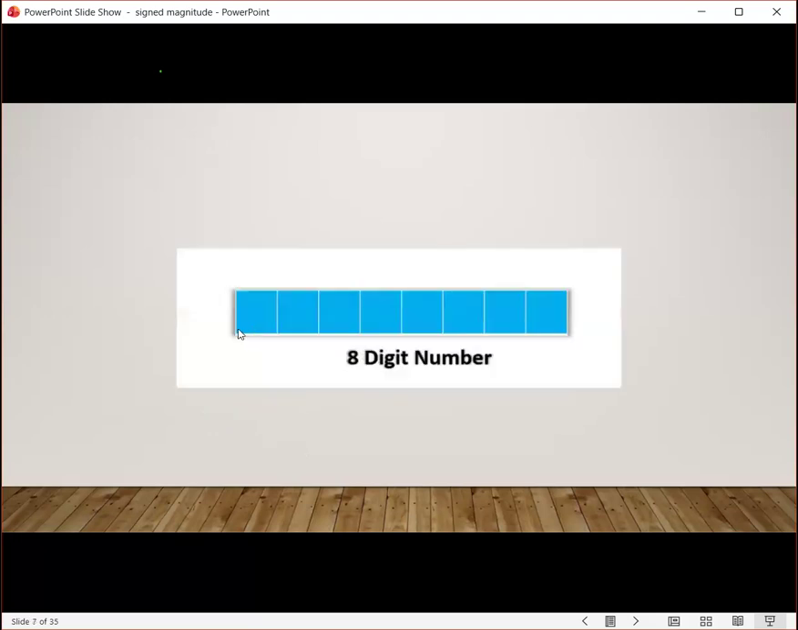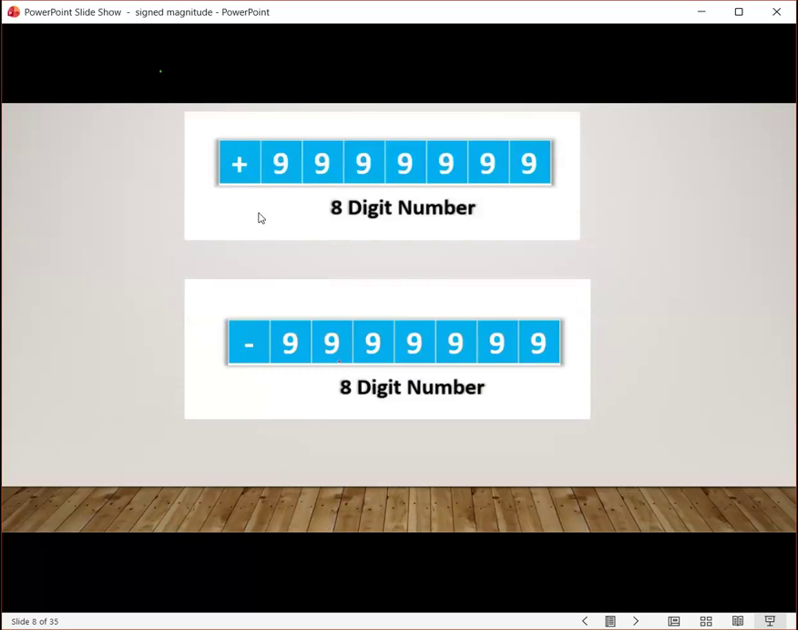For example, see, this is an 8-digit number, where I'm saying this in decimal. Don't consider this as 8-bit or a binary number. Just consider this as a decimal, 8-digit number. What is the maximum number we can represent using 8 digits in decimal? Eight nines, 99999999. And the least number that we can represent is minus 99999999.